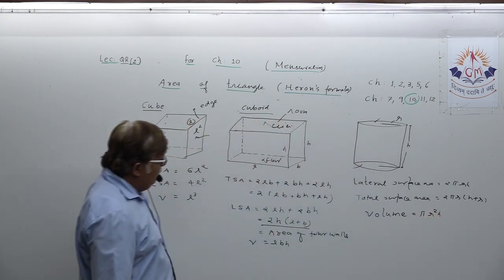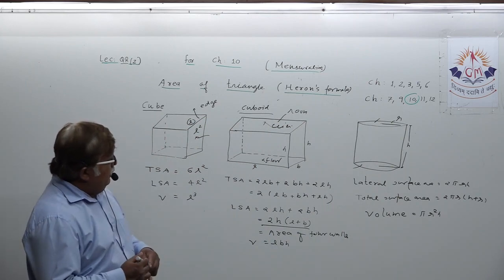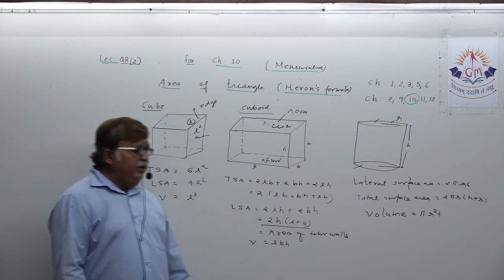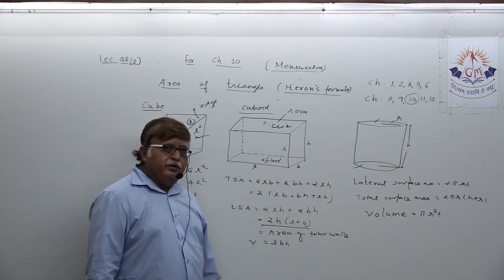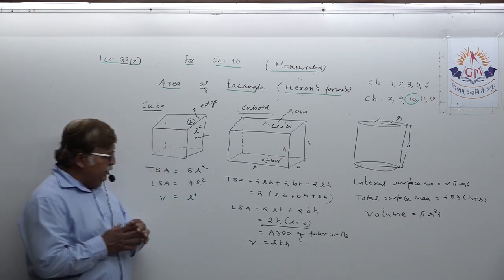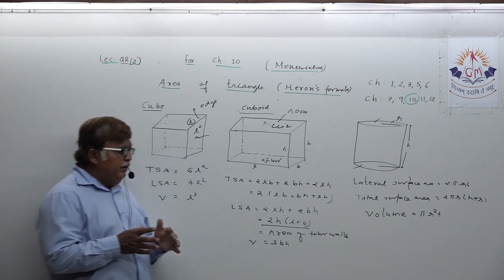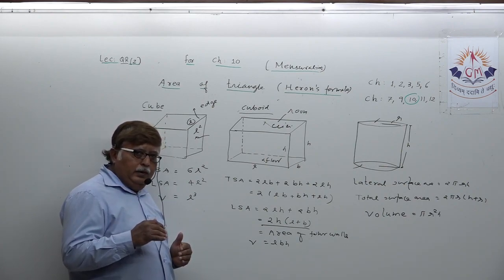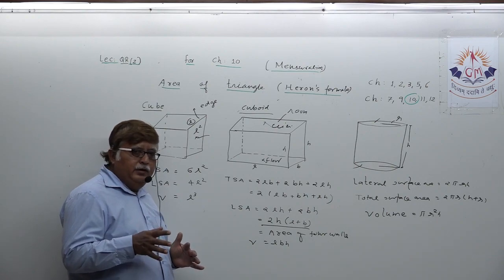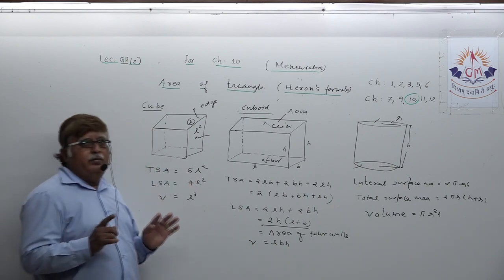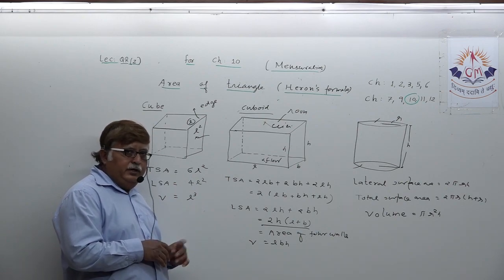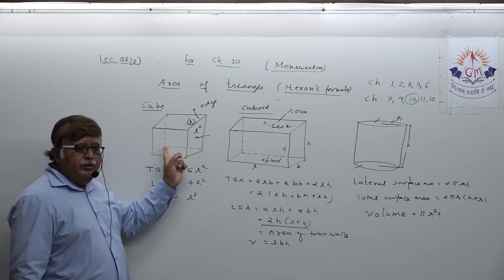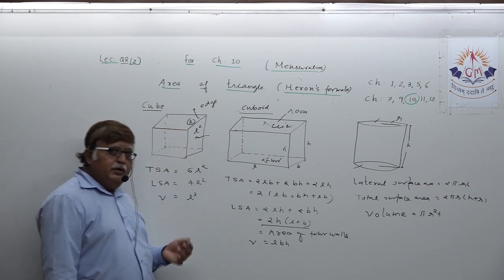These are the formulas. You should list them out this way when you are revising this particular chapter, because solving numericals alone is not sufficient. Whenever any numerical comes in front of you, either of cube or cuboid or cylinder, this has to be struck in your mind. Total surface area 6L square, cube we are talking. Lateral surface area, which will not include top and bottom, 4L square, volume L cube.